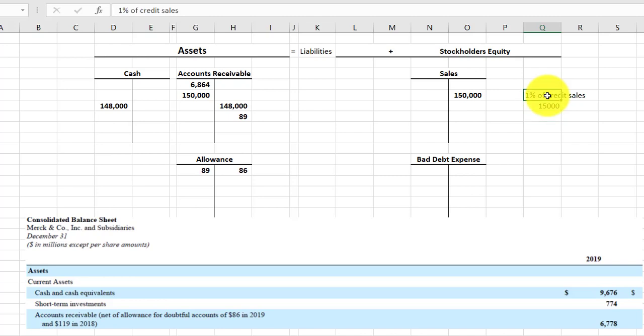Let's go with 0.1%. Oh well. 0.01% of credit sales, and that would make it 0.00.